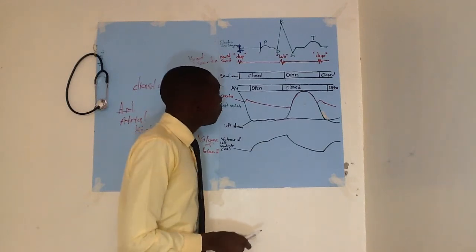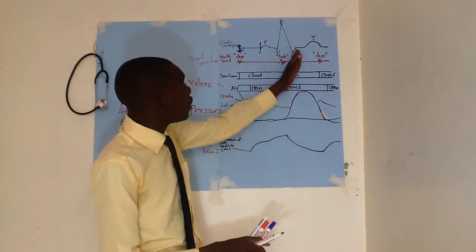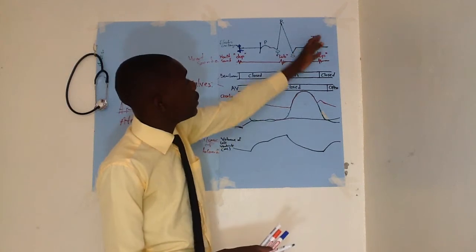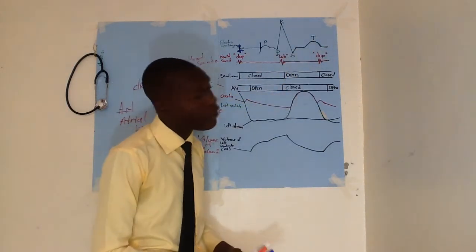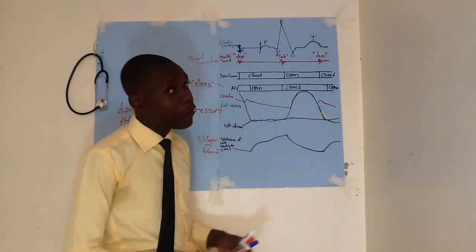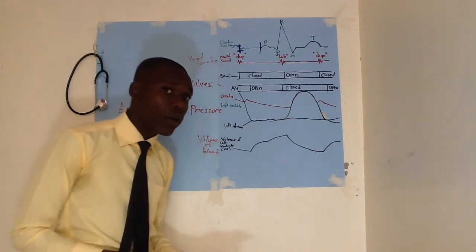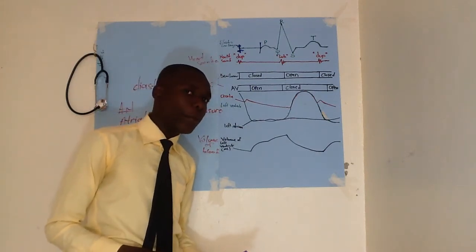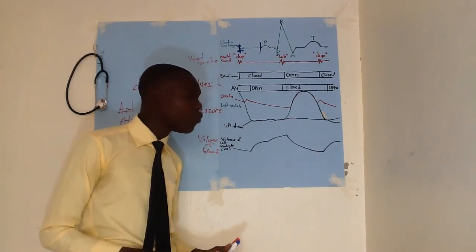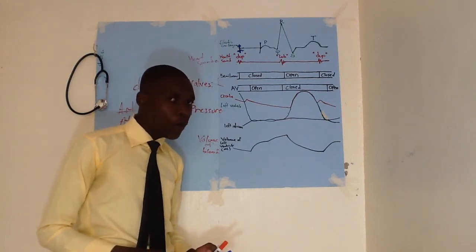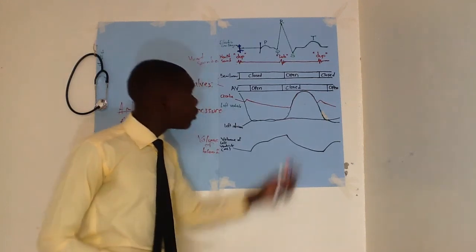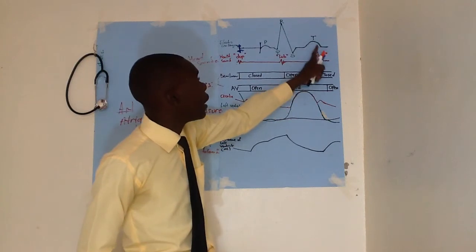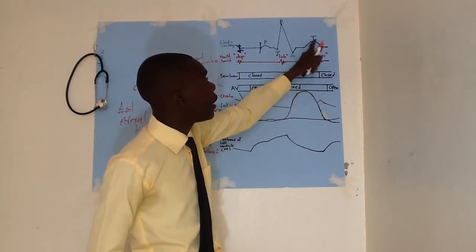Now we can continue. So after that, we shall have our ST phase of the graph. Here, the ventricles are now going to undergo repolarization. The ventricles are going to repolarize. So when the ventricles repolarize at this point here, at T, the ventricles are repolarizing.